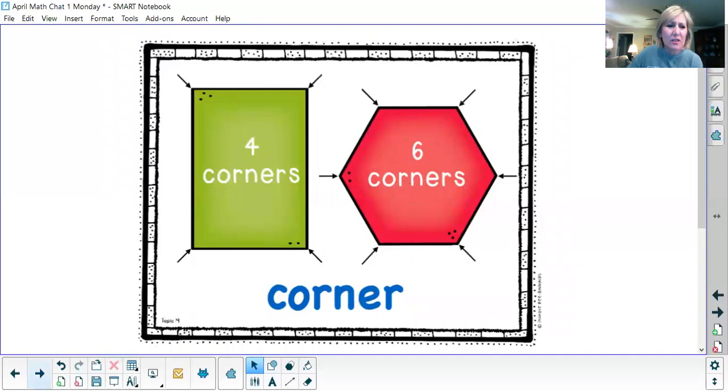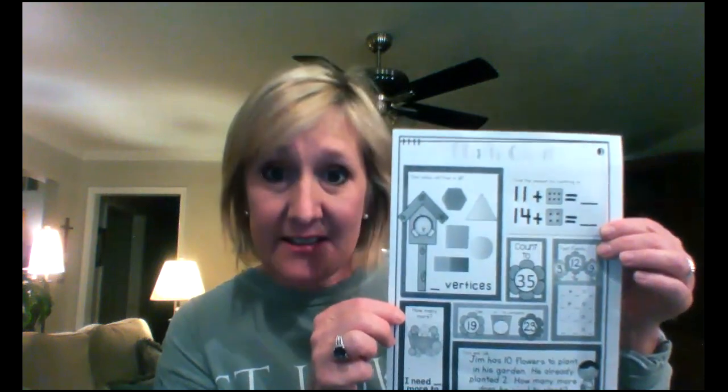So I just wanted to give you a little review because now we're going to start one of my favorite things. Miss Hubbard loves this too. This is called Math Chat. Now, what I need for you to do is to get out your sheet that looks like this.